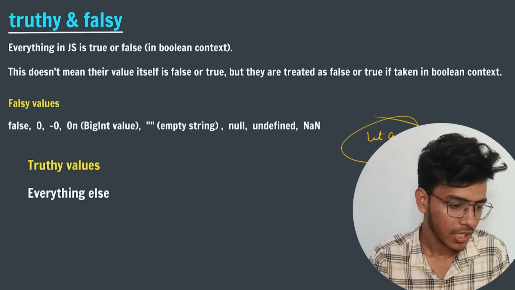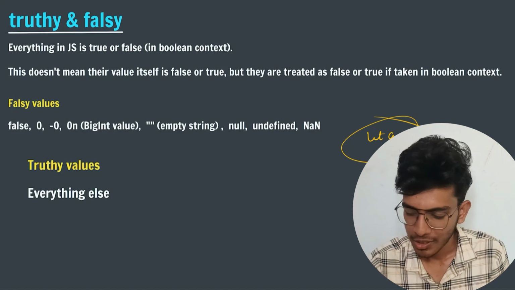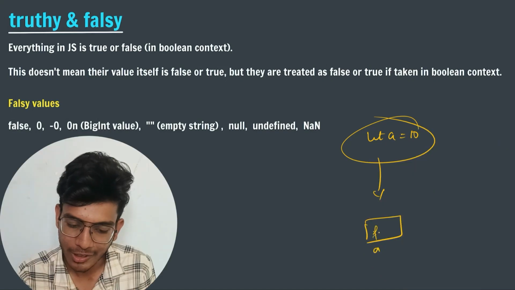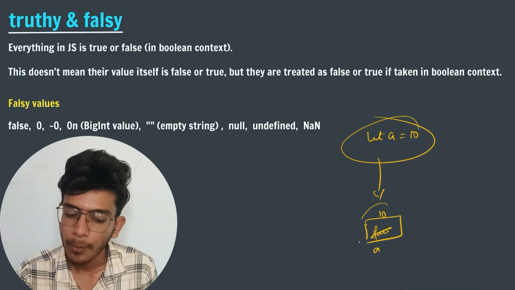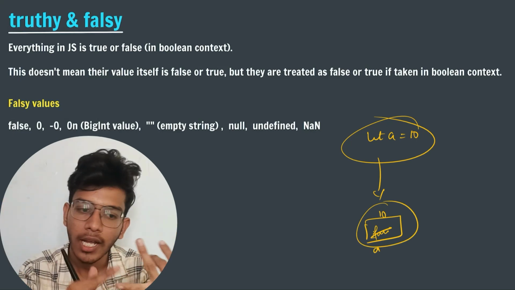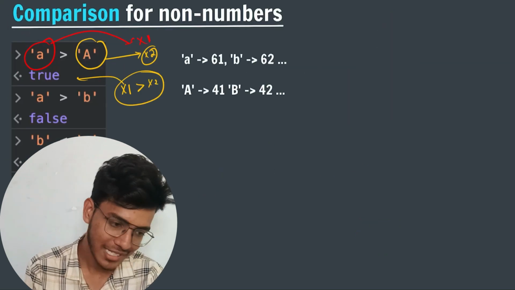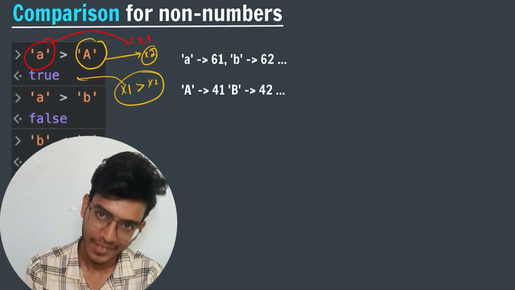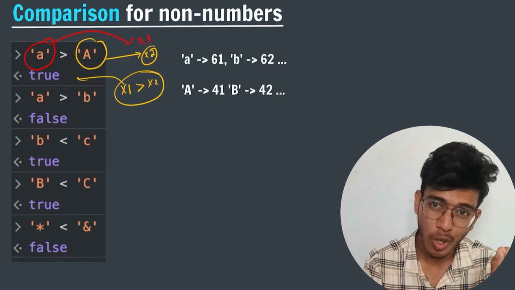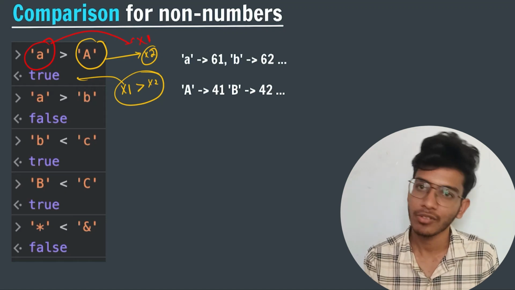Okay, now you need to remember that this doesn't mean JavaScript is storing false or true in the place of a. It is storing the value of it, but the operations that get performed are done by true or false, right? You can observe that here we have comparisons and we are comparing characters. How are characters compared? Because JavaScript understands everything in the form of true or false, we will get the output.